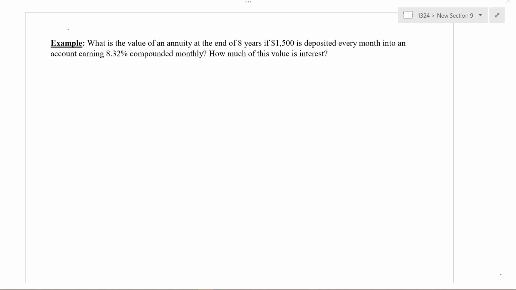Let's look at another example. What is the value of an annuity at the end of 8 years if $1,500 is deposited every month into an account earning 8.32% compounded monthly? How much of this value is interest?